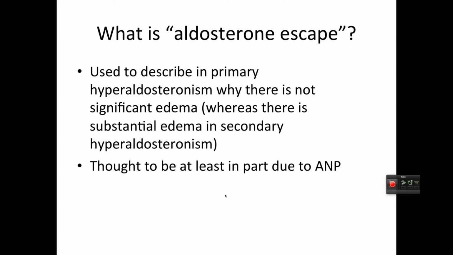Cool. I get this question a lot, so I wanted to talk about it briefly to all of you because this comes up a lot. So what is aldosterone escape? It is the mechanism that's posited for why in primary hyperaldosteronism you don't have a lot of edema.